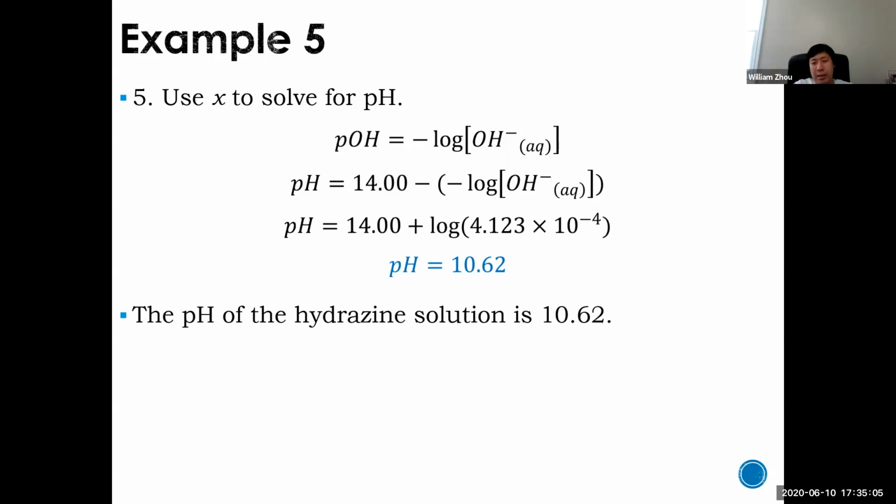Does this answer make sense? Hydrazine is a base, and as a base it has a high pH, 10. Yeah, that makes sense. So this is probably correct. Notice that this is exactly the same as an acid, except that last little step.